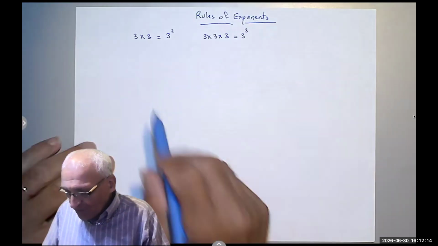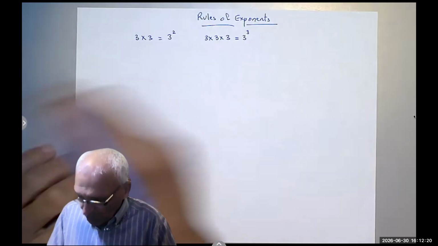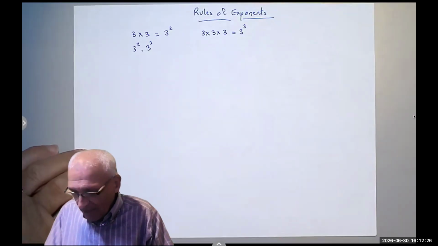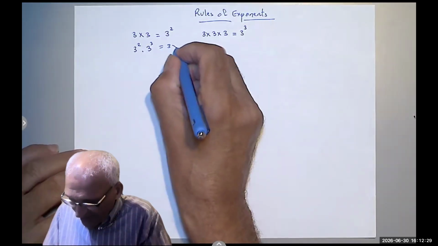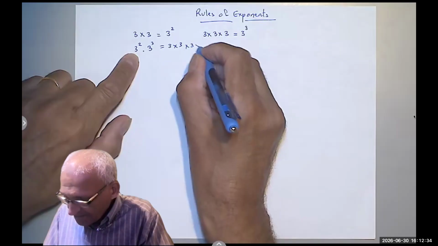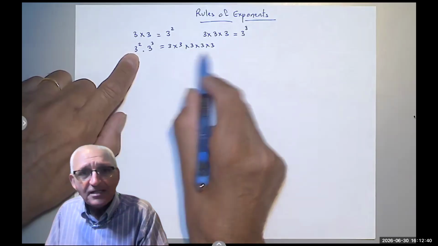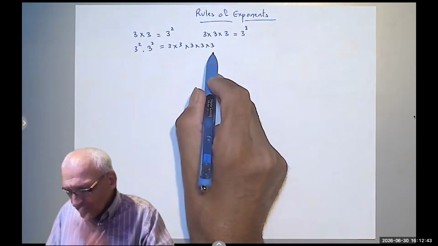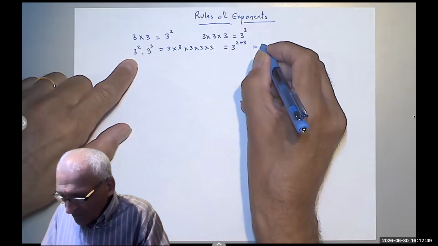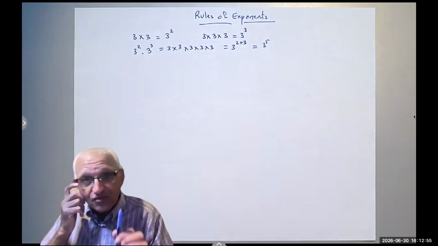And now, what if I multiply 3 square by 3 cube? What do I get? What is 3 square times 3 cubed? Well, 3 square is 3 times 3, so I can replace it by 3 times 3. 3 cube is 3 times 3 times 3. Well, I ended up having the 3 multiplied by itself 5 times. Guess what? The 5 is the 2 plus 3. So 3 squared times 3 cubed is 3 to the 5th. And we get the first rule of exponents.